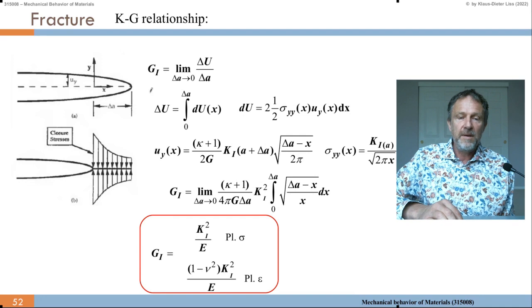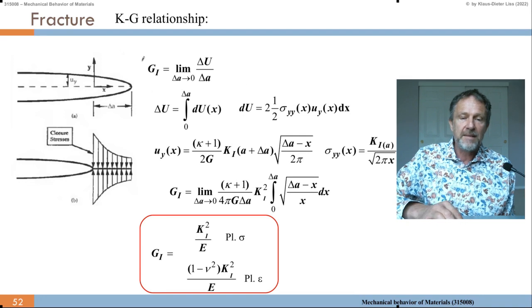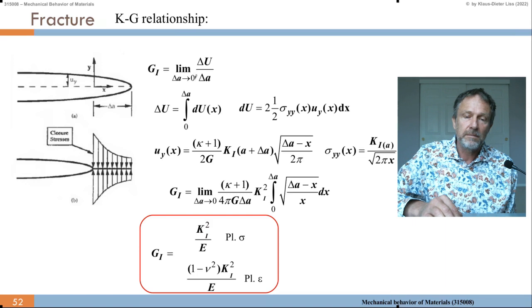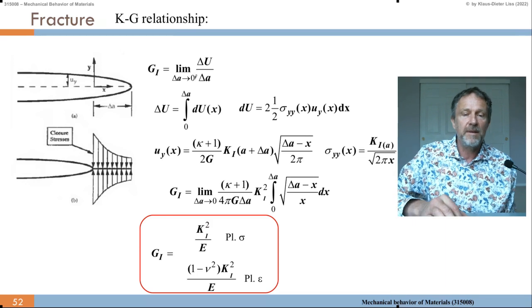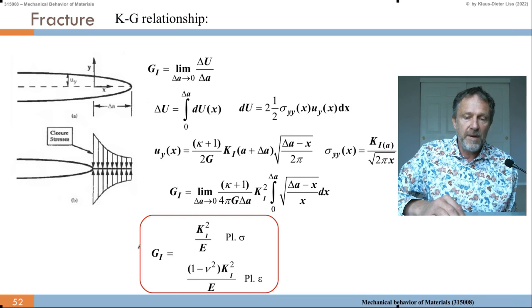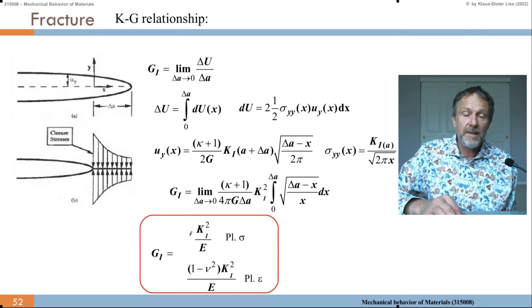So then if we look to the balance, G1 is the limit delta A towards 0, dU, this was the energy, divided by some crack length delta A times the width, the breadth, but the breadth is constant. And you can work that through and get then for G1 equals K1 squared divided by the elastic modulus E.